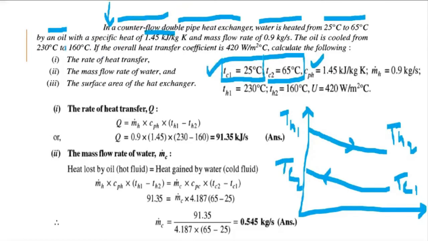Now, the data can be given as a specific heat, or they can also give you heat capacity. You need to be careful about that, whether they are giving you a specific heat value or heat capacity value. If they are giving you specific heat, it means it is a small c. If heat capacity is given, that is capital C. So CPH value is given, and oil with mass flow rate of 0.9 kg per second.